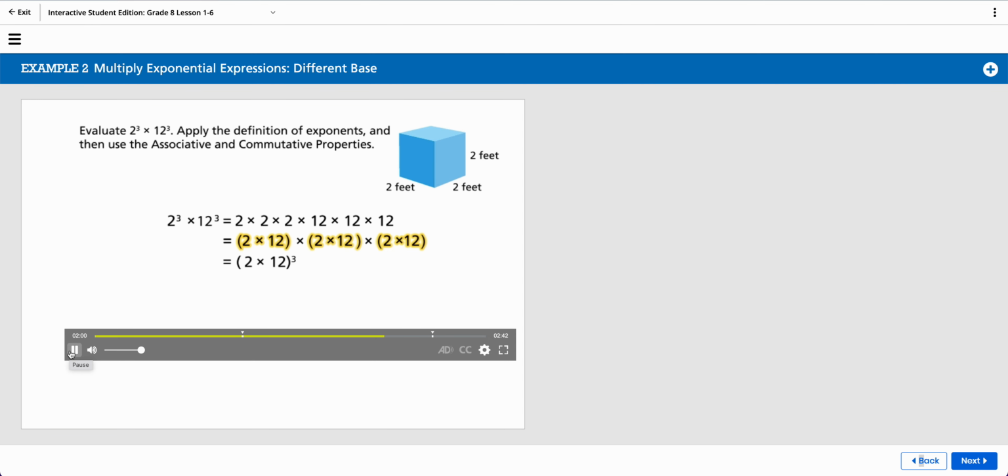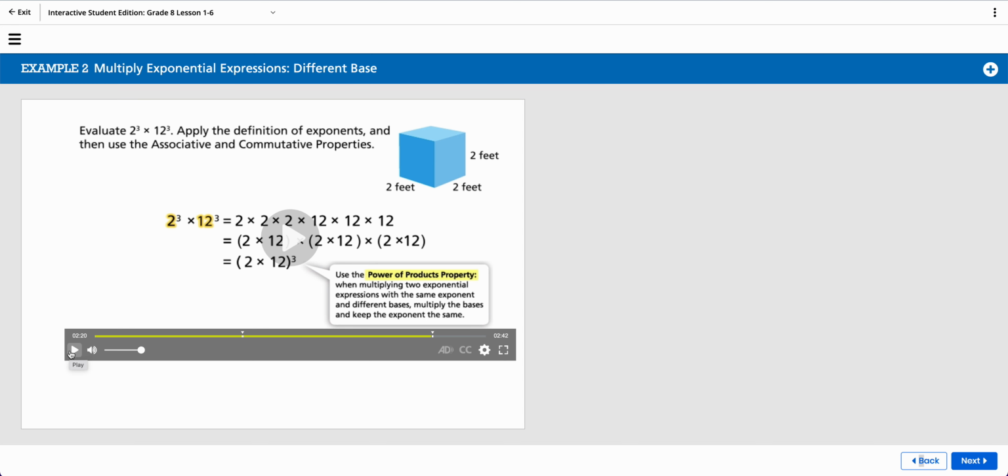This result shows the power of products property. When multiplying 2 exponential expressions with the same exponent, such as 3, and different bases, such as the bases 2 and 12, multiply the bases and keep the exponent the same.